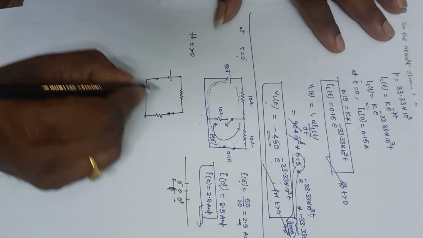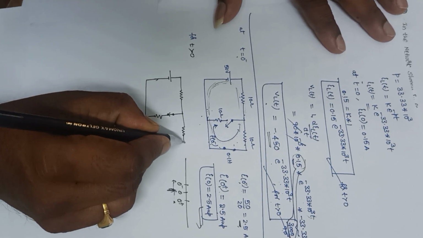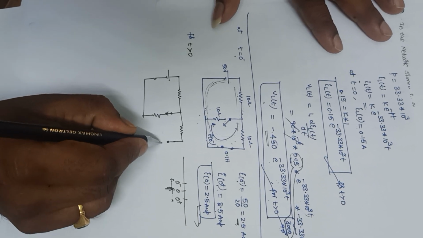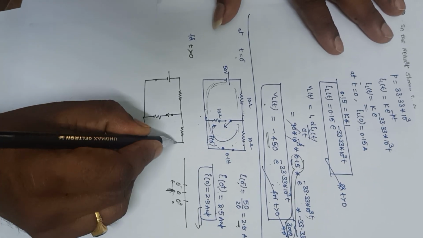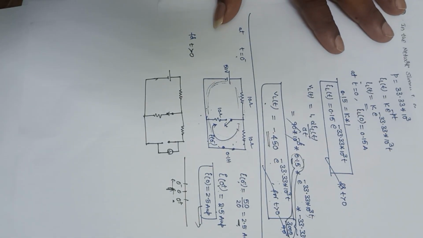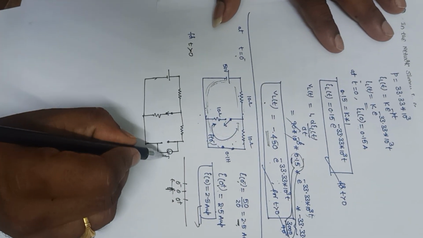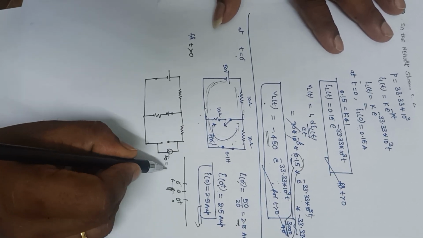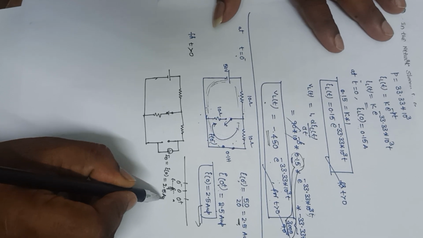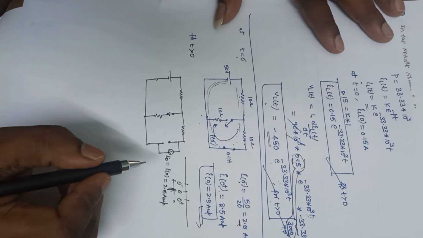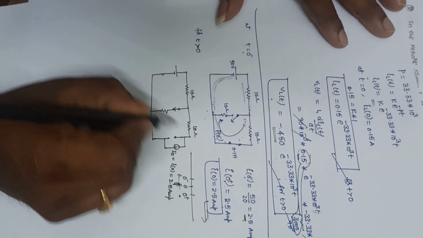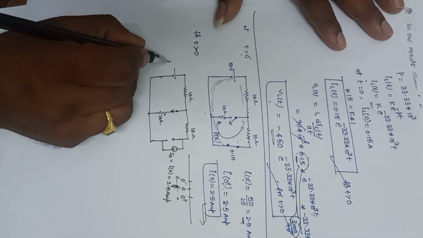The switch is closed now, and this is represented with its equivalent circuit. The equivalent circuit for the inductor is like this. So this is I naught, the initial current, I of 0, which is equal to 2.5 amperes. Now it is 10 ohms, it is also 10 ohms. Now it is 50 volts.